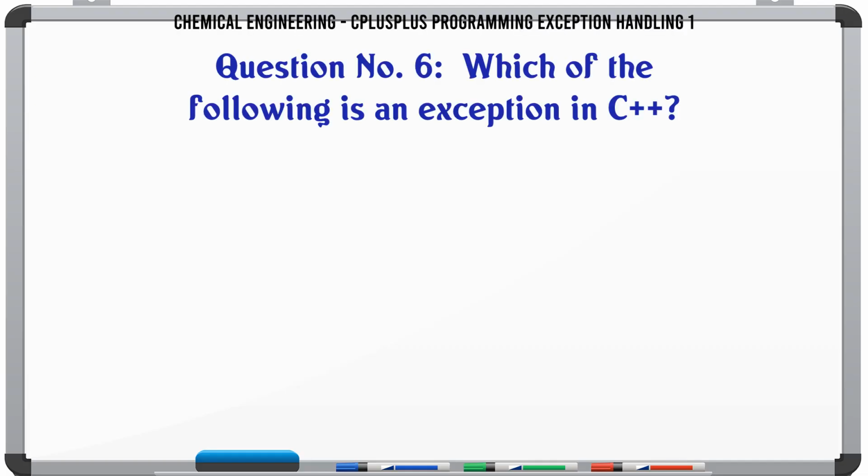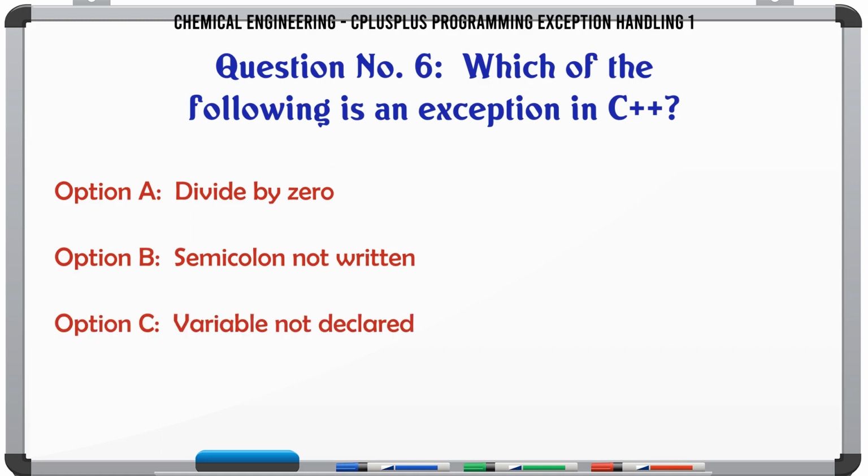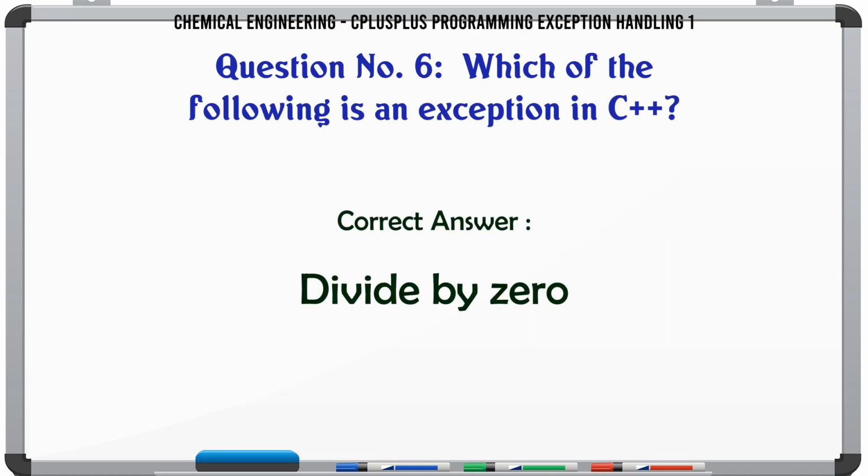Which of the following is an exception in C? A. Divide by 0. B. Semicolon not written. C. Variable not declared. D. An expression is wrongly written. The correct answer is divide by 0.